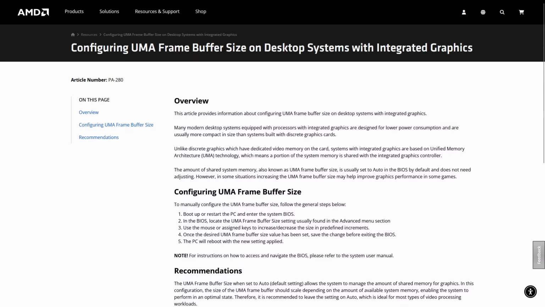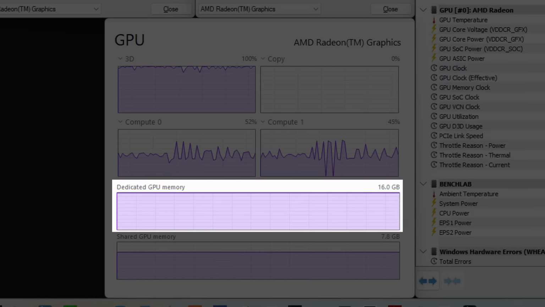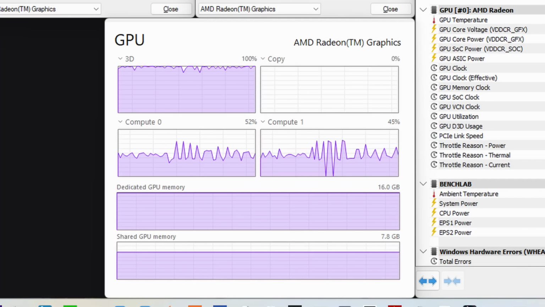UMA is an acronym for Unified Memory Architecture, which is a technology that allows the processor and the integrated graphics to share the memory. The UMA frame buffer is the portion of the system memory that's exclusively reserved for the integrated graphics. The rest of the system memory can be accessed by both IP. So usually you don't need to adjust the UMA frame buffer, but it can help for certain applications.